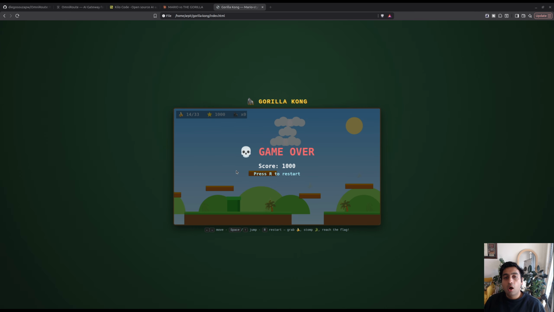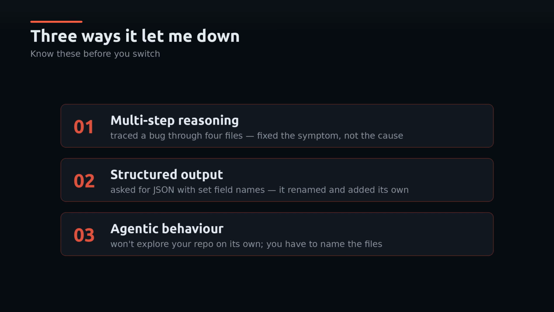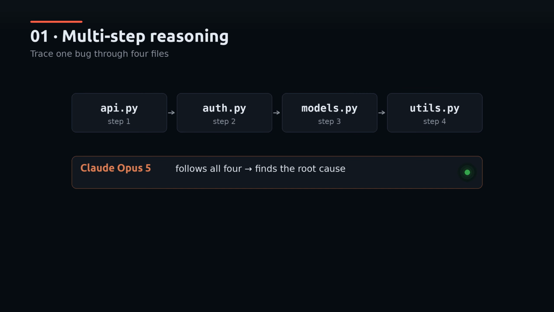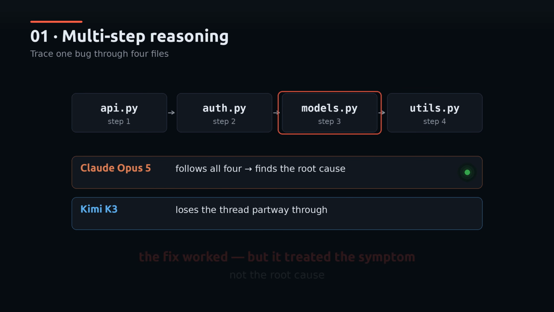Now I'm gonna be real with you because that's the whole point of this channel. There were three moves where Kimi K3 let me down, and you need to know before you switch from Claude Code to Kimi K3. First, complex multi-step reasoning. I really like how Kimi Code planned everything and used a modern UI and created the whole game. But when I asked it to trace a bug through 4 different files, something Claude Opus can handle very easily, Kimi got confused after some steps and gave me a fix that technically worked, but it wasn't the root cause. It was treating the symptom.